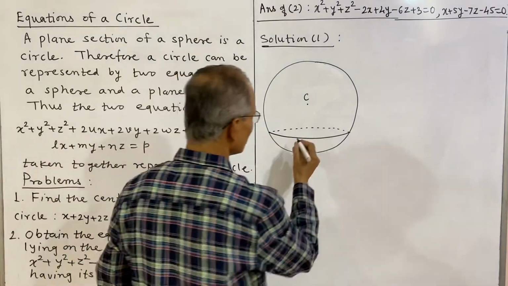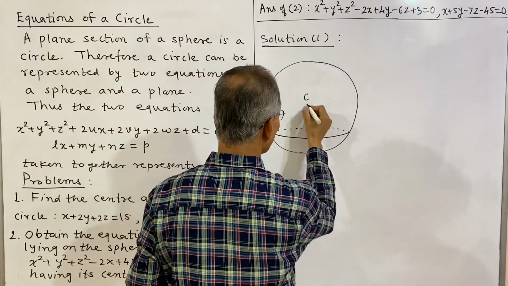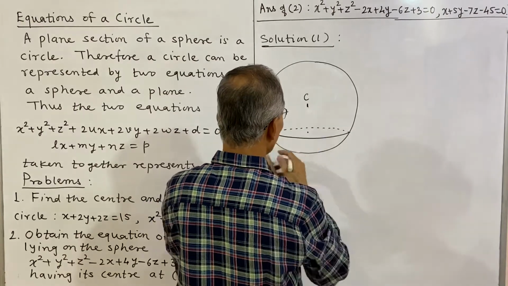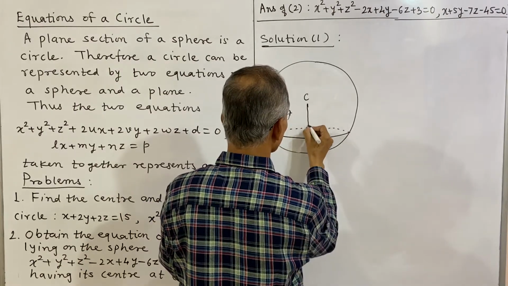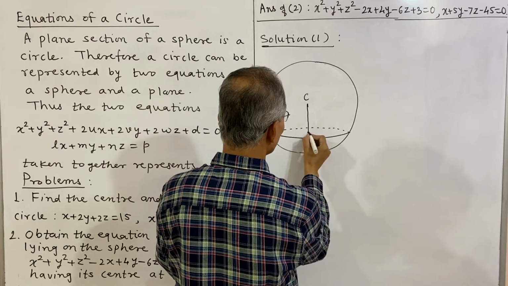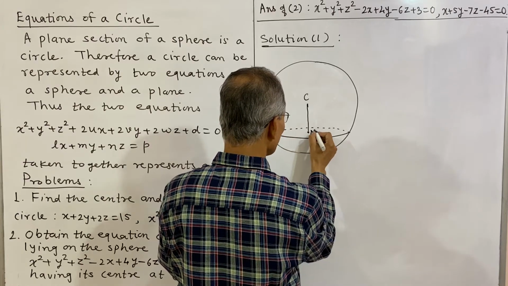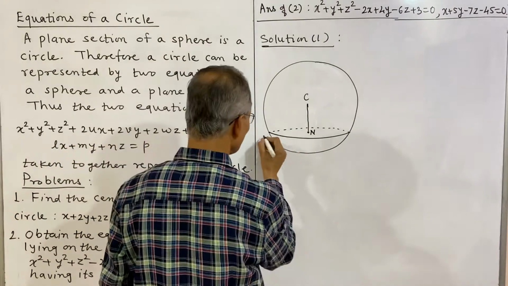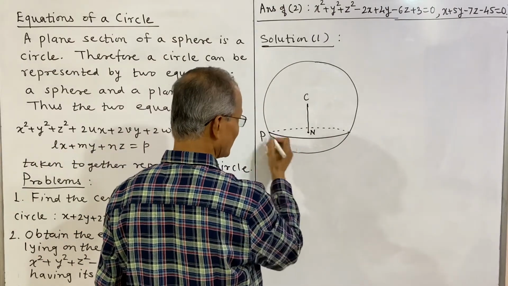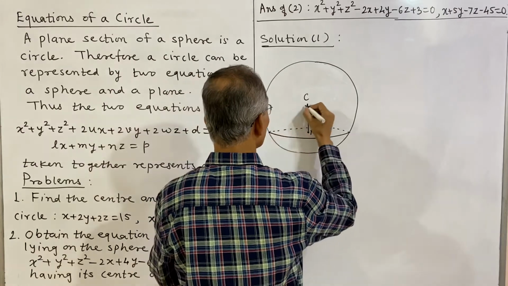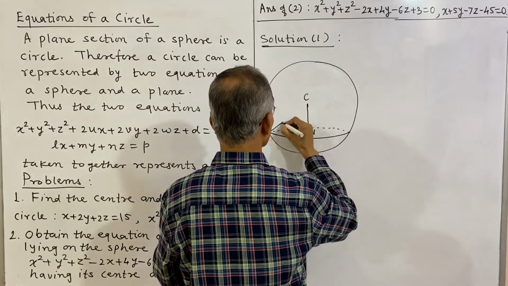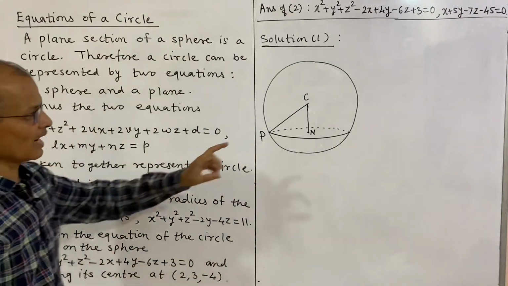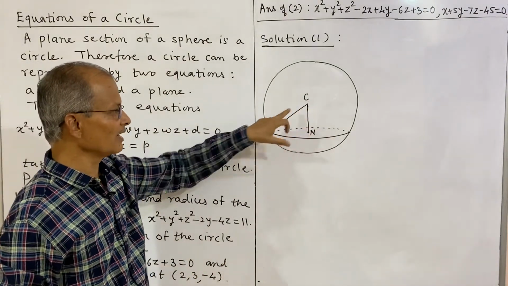And we draw a perpendicular from center on this plane, and that will be CN. So, this point N will be the center of the circle, and we take a point P on the sphere and the circle, and this CP will be the radius of the sphere. So, we will first write the center and radius of the sphere.